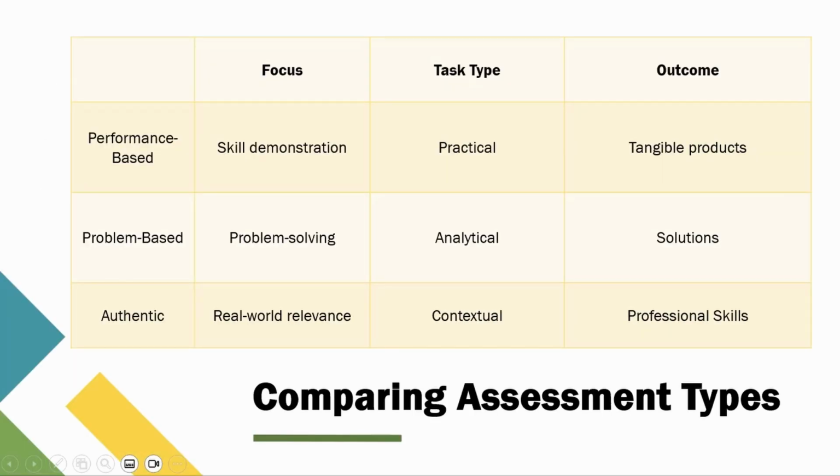So this is just a chart that compares the three types of alternative assessments, what they focus on, the kind of task, and our outcome. So you can see for performance-based assessments, it's a demonstration of skills, it's a practical task, and the outcome is a tangible product, a thing. With our problem-based, it's a problem-solving task, hits that analytical area, and the outcome is a solution.